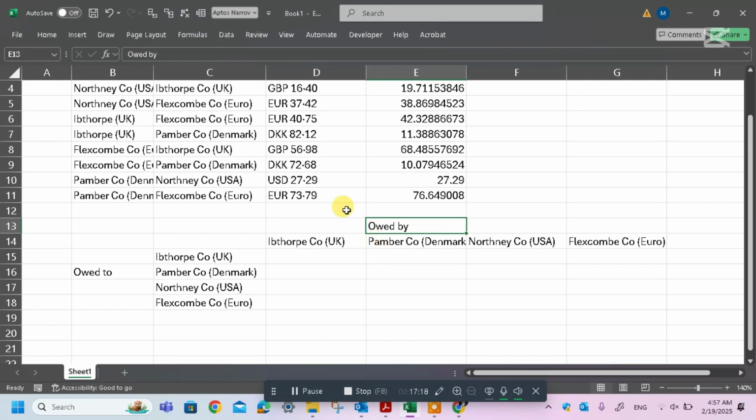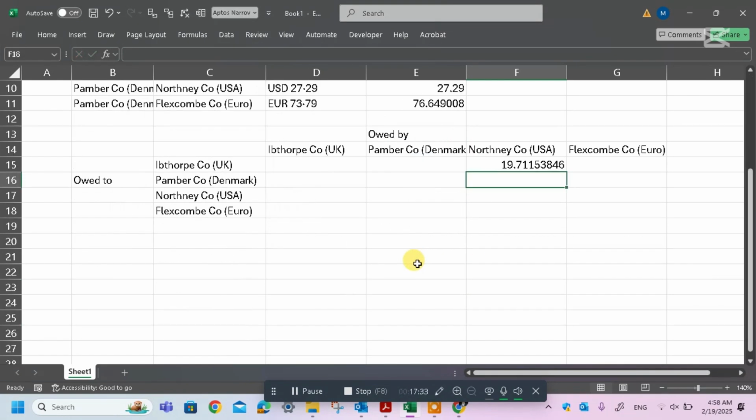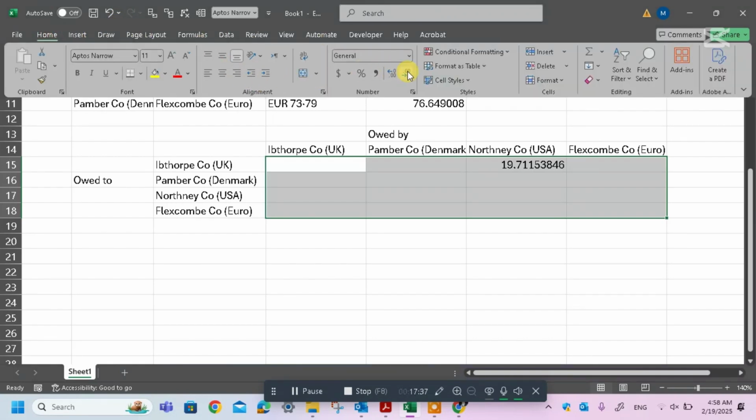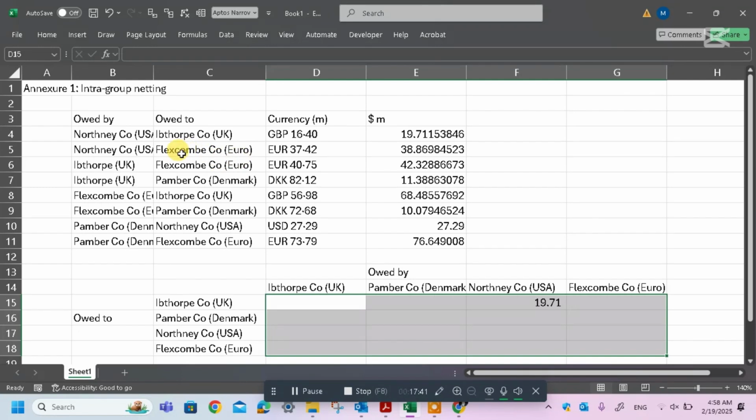All right, one by one, let's fill it. First one, owed by Nothni company. So I have to fill in this column. To which company? Iptop company. Here, Nothni, Iptop, this one. I can round these numbers. We'll keep it in 2 decimals. Right, looks better.